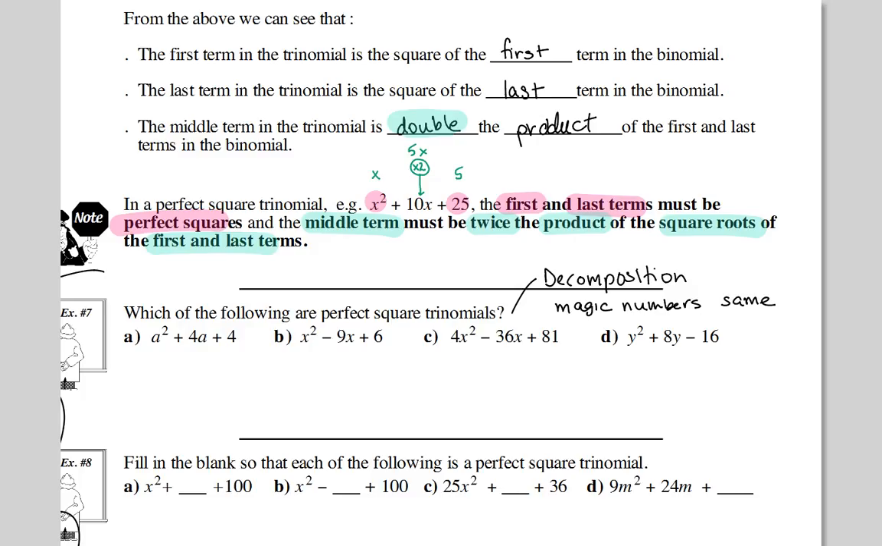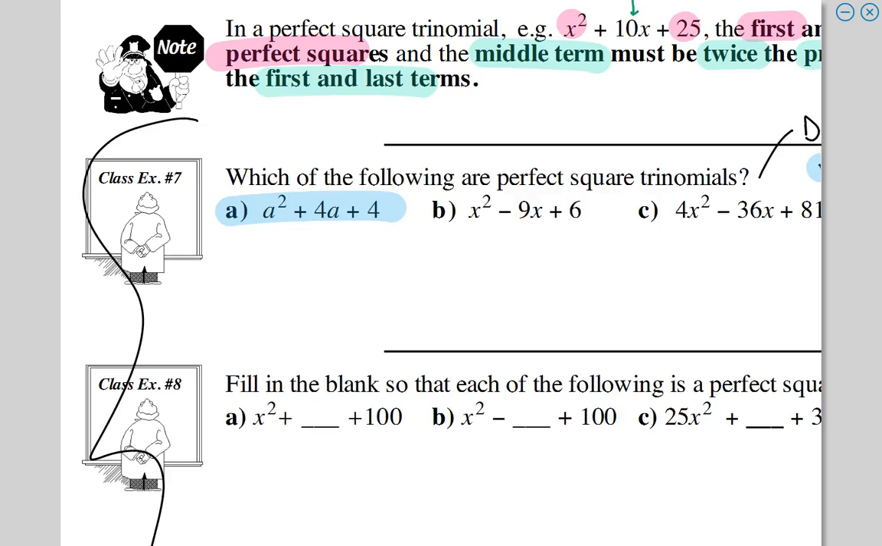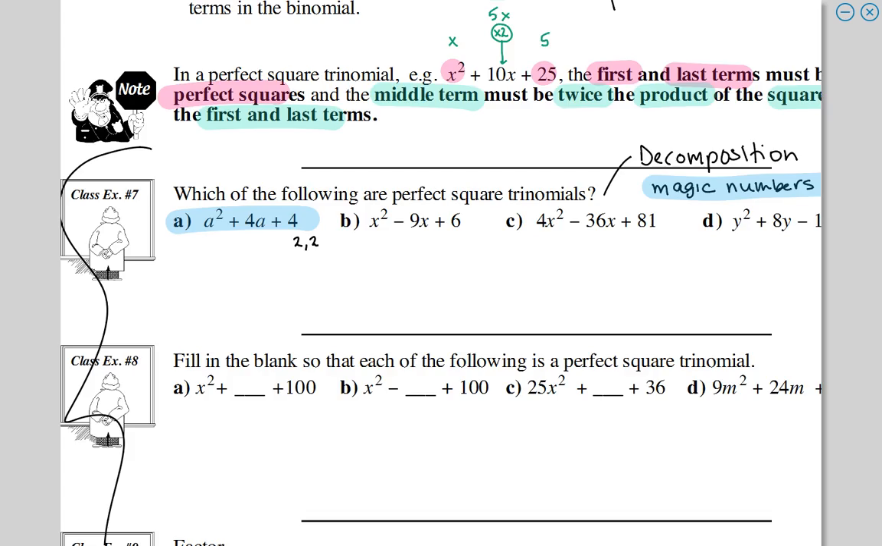So let's take a look at what that might look like. Let's take a look at the first one. What multiplies to 4 and adds to 4? 2 and 2. So if you get the same number, it must be a perfect square. Let's take a look at the next one. Does it meet our requirements? 6 is not a perfect square, so we can't do this one. How about 81?